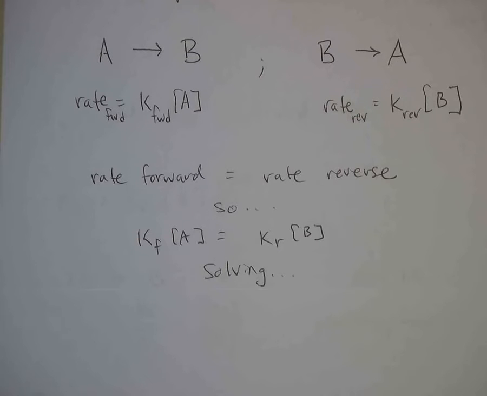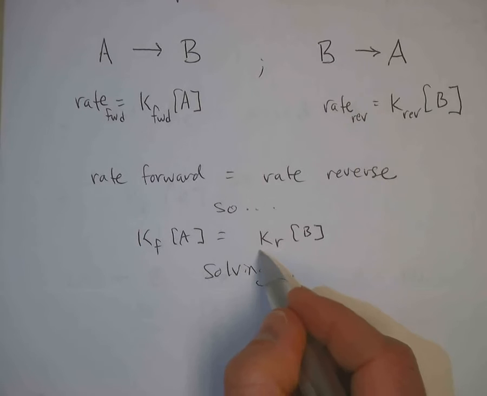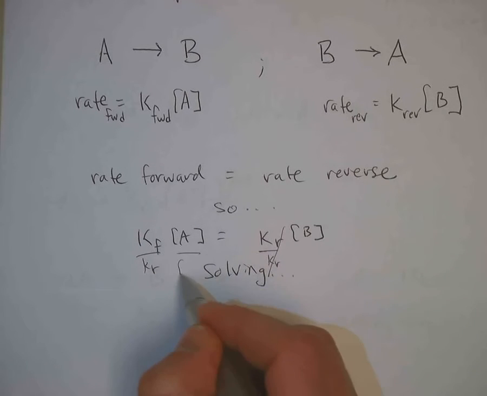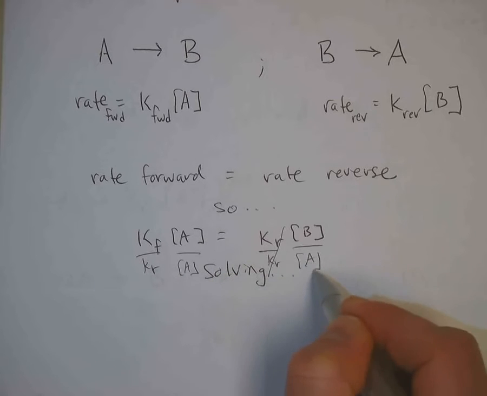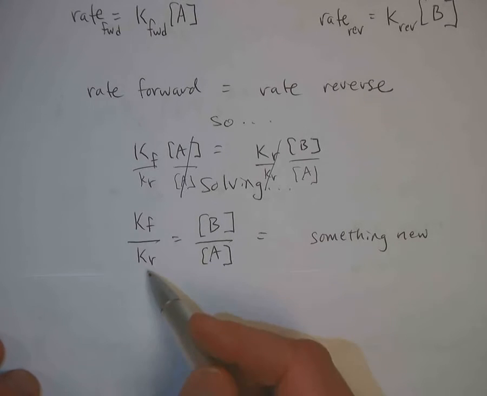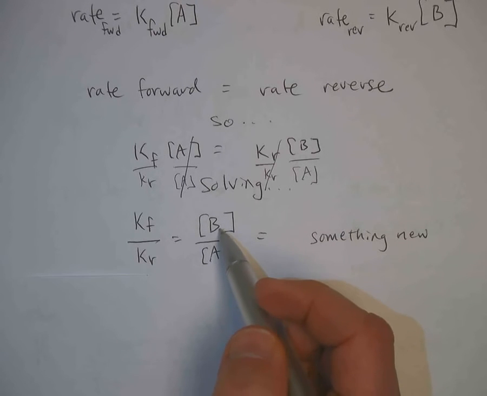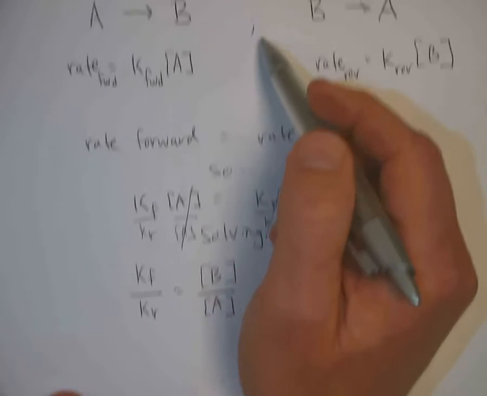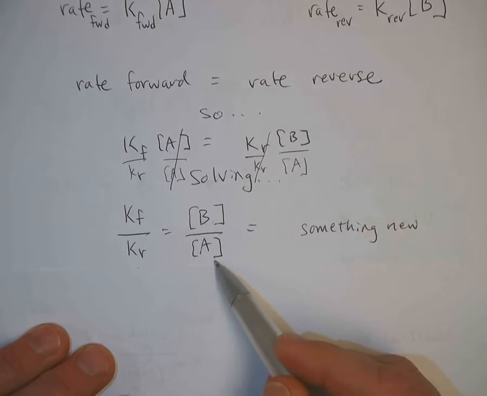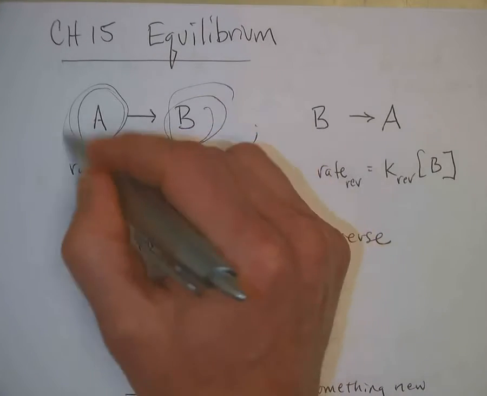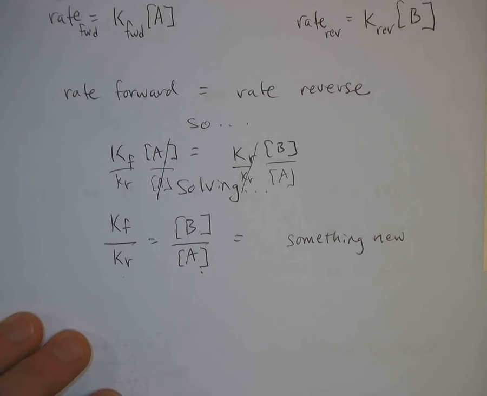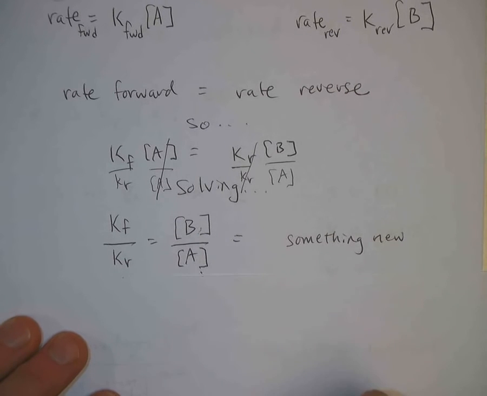Solving for the K's, I'm going to divide both sides by K reverse, cancel those. Divide both sides by A, cancel both of those. I end up with K forward divided by K reverse is equal to the concentration of B, the normal product for the forward reaction, divided by A, the normal reactant for the reaction. Notice it's products divided by reactants.